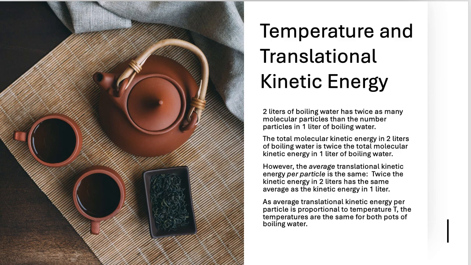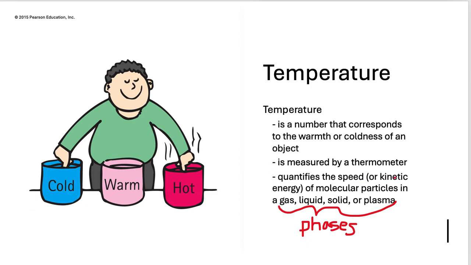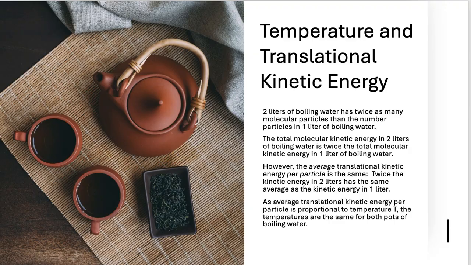Let's take a look at temperature and kinetic energy. We talk about the kinetic energy of molecular particles, and what we mean is translational kinetic energy. In other words, particles moving left and right or up and down. They're not spinning, they're not sliding past one another, they're just moving left and right or up and down. Translational kinetic energy. And remember that temperature is a measure of particles moving around.